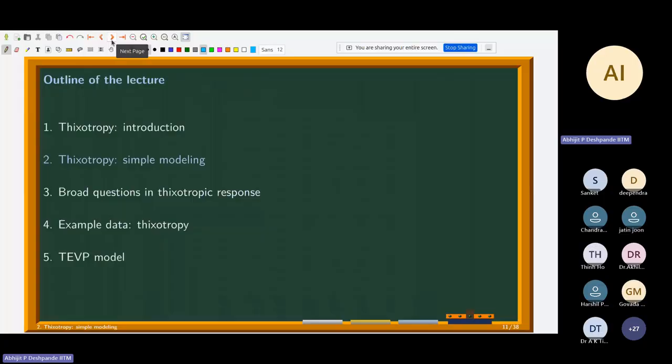So this was an introduction. So now looking at a simple model of thixotropy. So what we need is basically, as I mentioned, given that we are looking at stress, strain, and strain rate, and all these different variables for materials, they will definitely be involved in a model, but we also need a structural parameter.